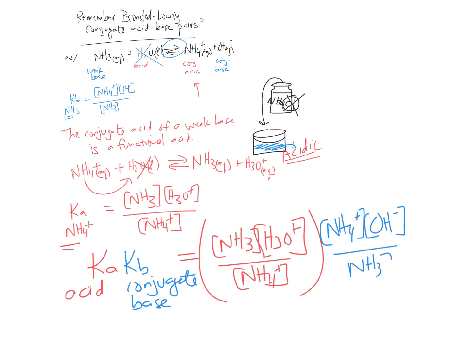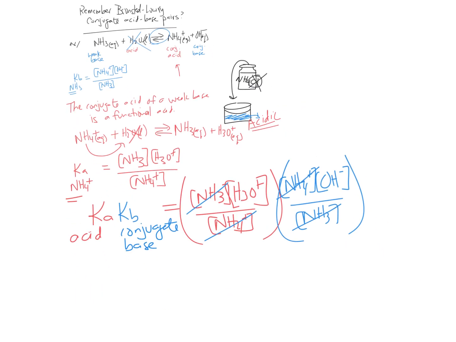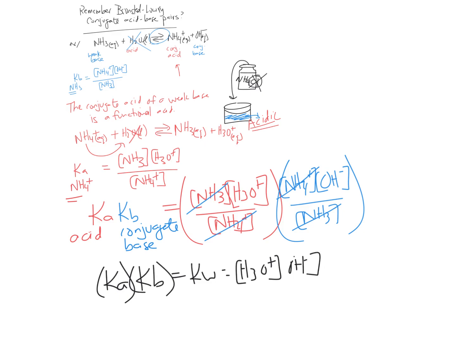And do you see where this is going? Do you see what happens here? That cancels, that cancels, that cancels, that cancels. Holy moly, what do we have? We have that Ka for an acid times the Kb of its conjugate base is always equal to Kw, right? Which is the concentration of H3O plus times the concentration of OH minus, which is equal to 1.0 times 10 to the minus 14, as long as we haven't deviated from 25 degrees, okay?